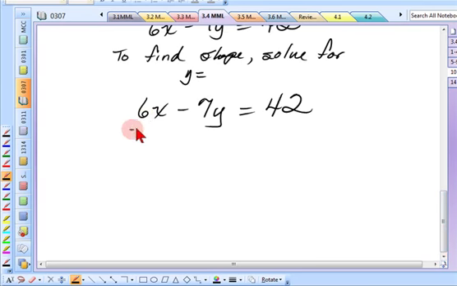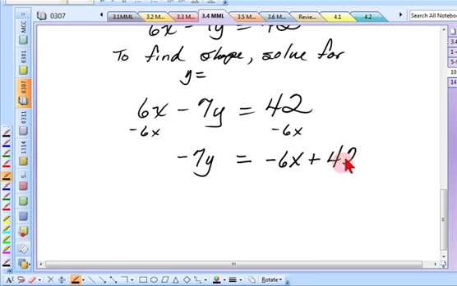Get rid of that 6x. I'm going to subtract 6x, subtract 6x. I'm sorry, those of you in class, you'd like to see what I'm doing. Better. All right, we subtracted 6x. We're left with negative 7y on the left. We talked about this in a previous lesson. We're going to write the negative 6x first because we want our x first, and a positive 42 at the end. Have I solved it for y yet? No. I need to divide by negative 7.